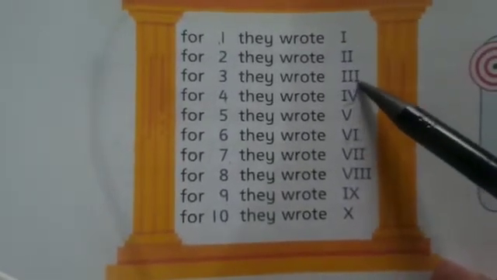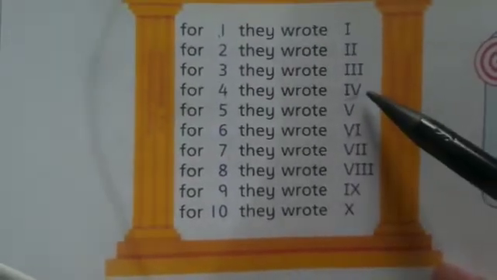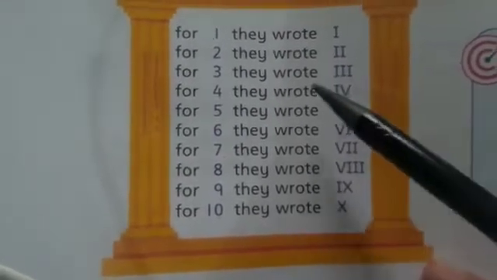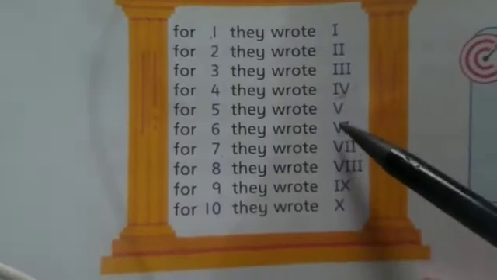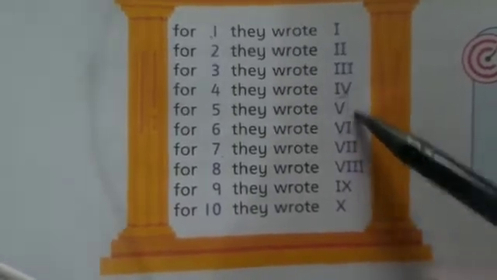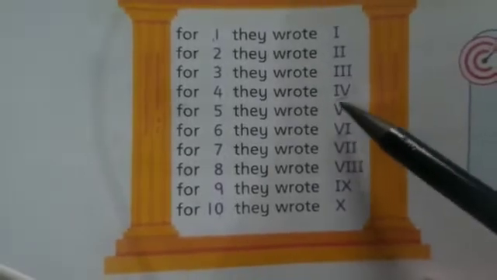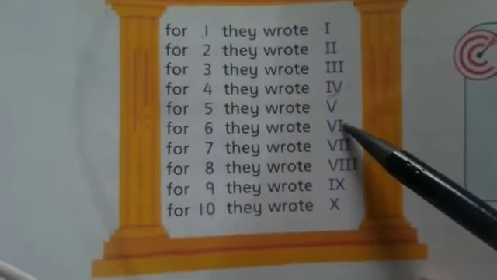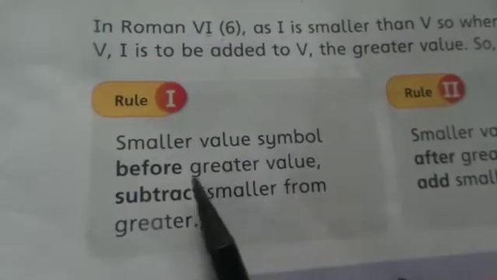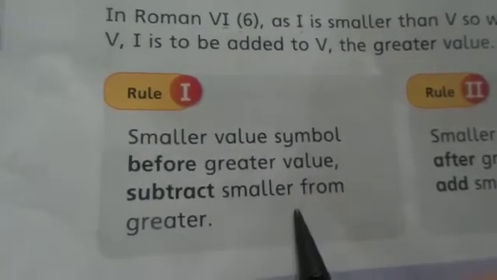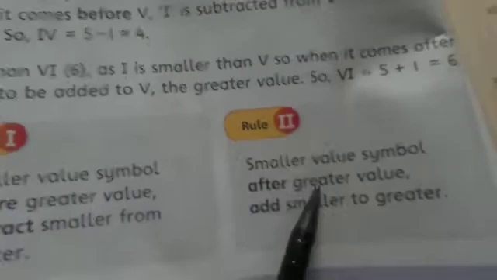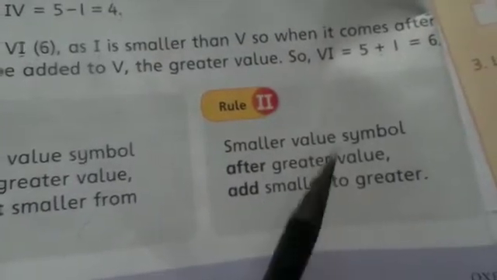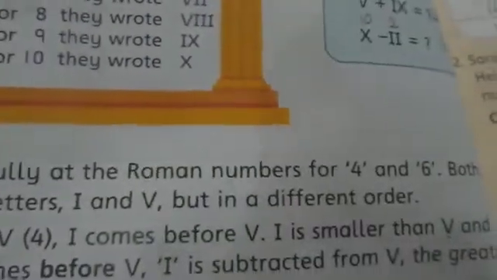When they write 3, double I for 3, why don't they write 4 I's for 4? They used IV and VI. Look, both contain the same symbols, IV and VI, but in a different order. How to write 4 and how to write 6? They used two rules. Rule number 1: a smaller value symbol before a greater value, subtract smaller from greater. Rule number 2: a smaller value symbol after a greater value, add smaller to greater. We will learn from this.